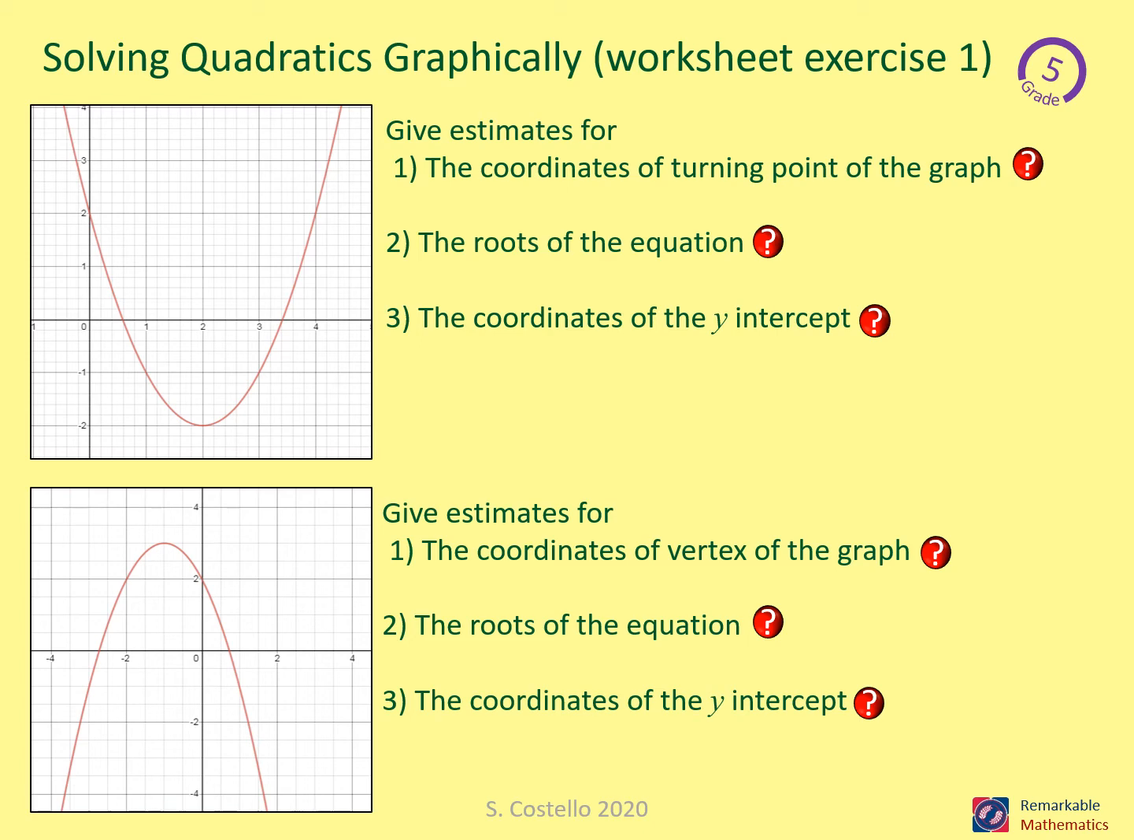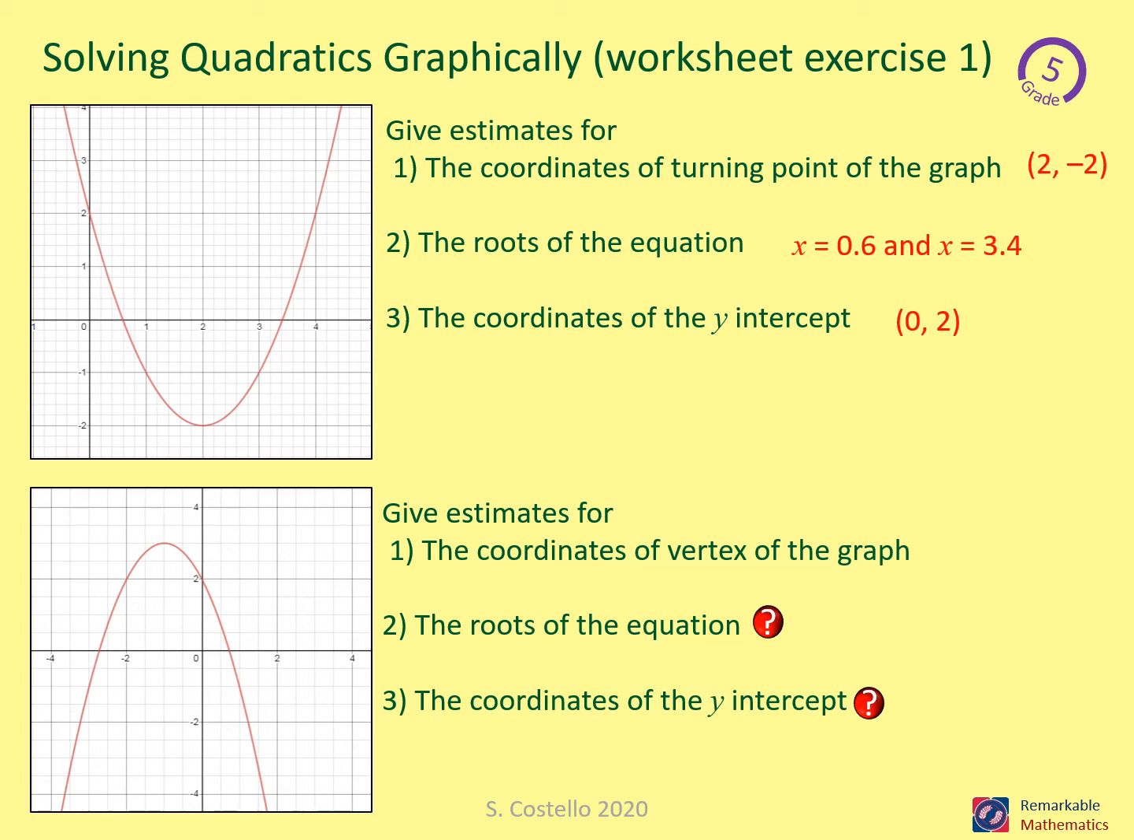So for the top graph, question 1, the coordinates for the turning point of the graph is 2, minus 2. The roots of the equation, we have x equals 0.6, x equals 3.4. And the coordinates of the y-intercept, we have 0, 2.